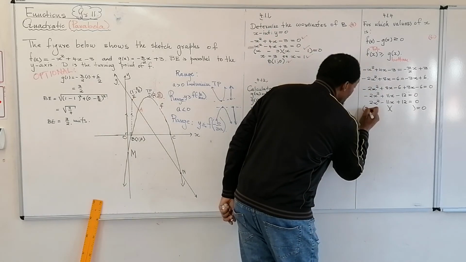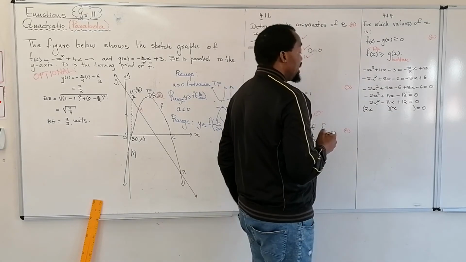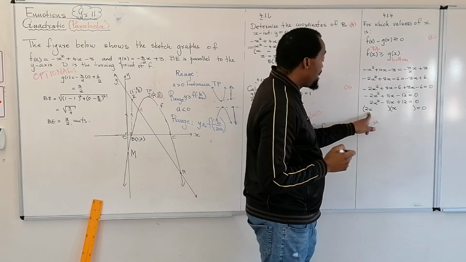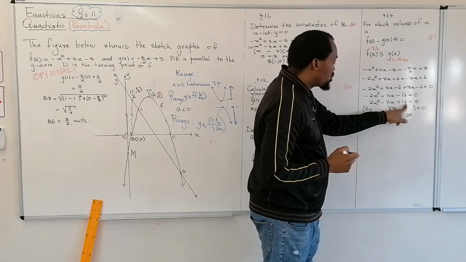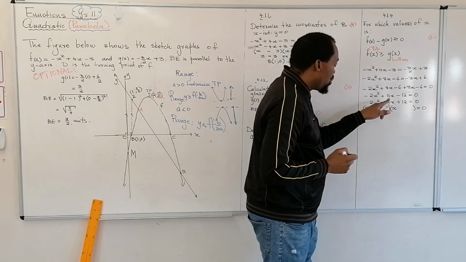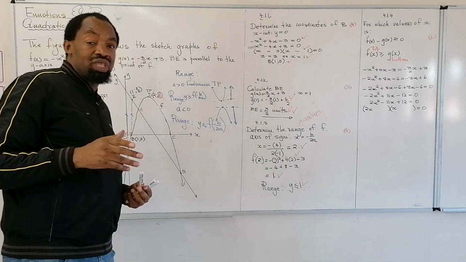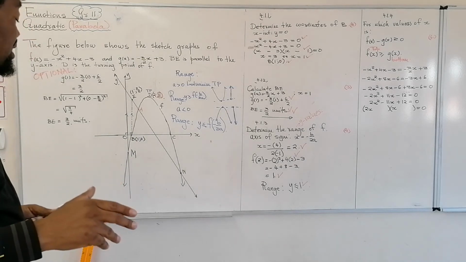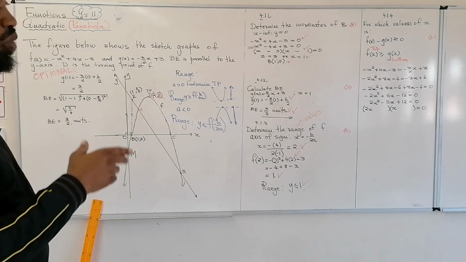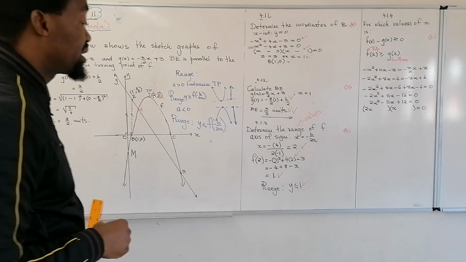Now, the factors of 2x squared are 2x and x. Be careful. I'm looking for factors of 12 that together with 2 will give me 11. Be very careful about that. Don't just write any value. Make it a point that you check your factors.